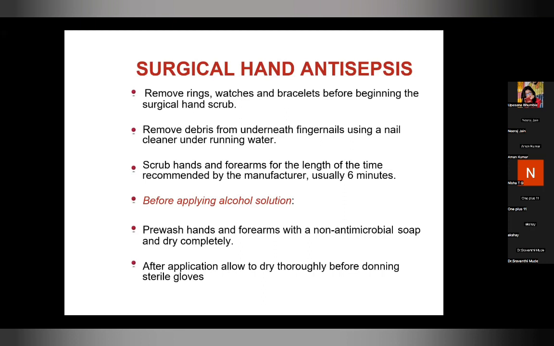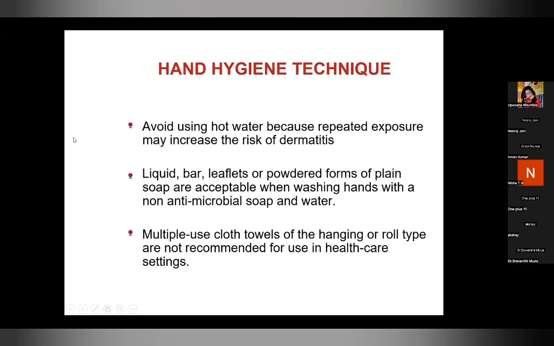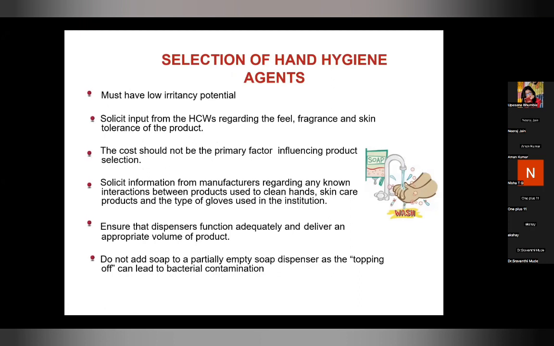Then after touching the patient, again you are supposed to hand rub. Then after touching the environment of the patient, the whole hand rub procedure for the 5 moments of hand hygiene is complete, right? So what is the selection of hand hygiene agents?